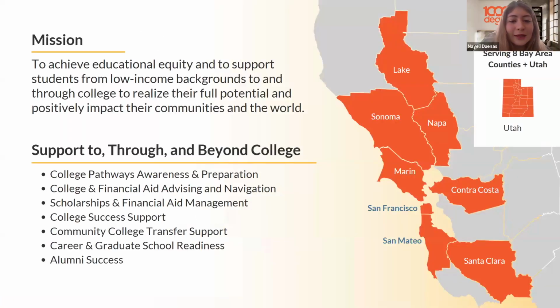We're going to get started with a little bit more about 10,000 Degrees and what we do. 10,000 Degrees' mission is to achieve educational equity, to support students from low-income backgrounds to and through college to realize their full potential and positively impact their communities and the world. We do this by providing college pathways, awareness and preparation, college financial aid advising and navigation, scholarship and financial aid management, college success support, community college transfer support, and career and graduate school readiness and alumni success. And just to highlight, we're serving 8 Bay Area counties plus Utah.